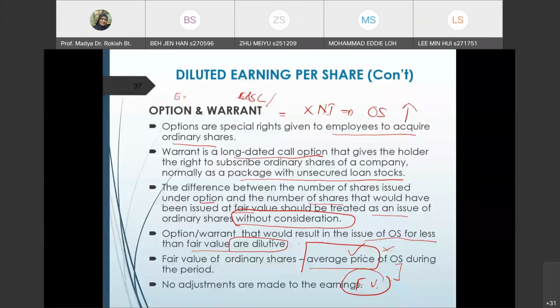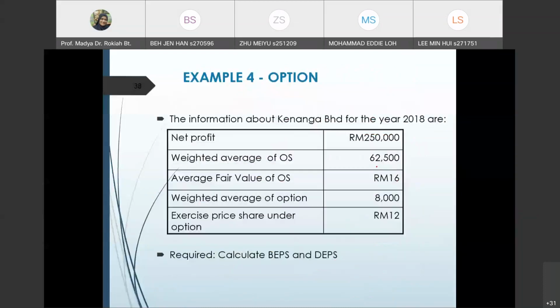So we try to look at example 4. Maybe we're going to finish with example 4, and leave examples 5 and 6 for the next class. This one is for Kenanga. Kenanga net profit is 250. Weighted average of ordinary shares is 62,500. Average fair value is 16. The weighted average number of options is 8,000, and the exercise price under the options is 2 ringgit.